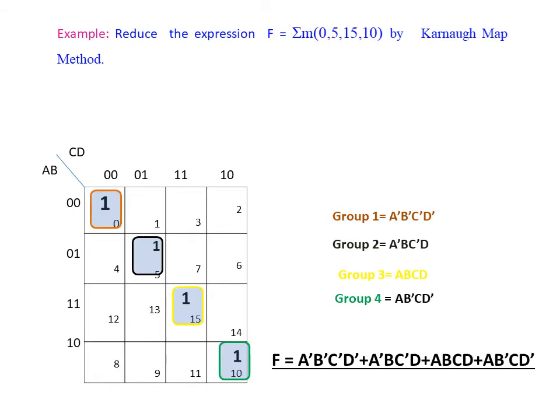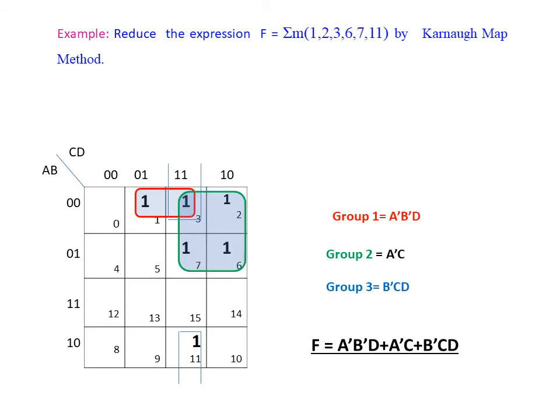For this example, we can group only single cell combinations because the diagonal cells are there. The diagonal cells are not having adjacency, so we cannot group them. So we are making the group into single cell, so the variables are not eliminated. So the final expression is written like this. For example, for this cell, the expression is A bar, B bar, C bar, D bar. For this one, A bar, B, C bar, D. Same way we write the expression for the other two and the final expression. Here the variables are not reduced.